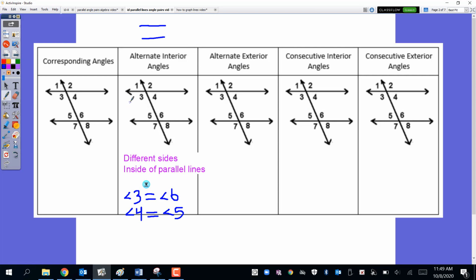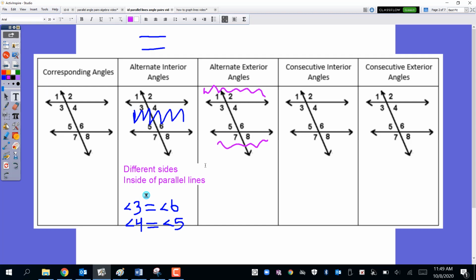If we talked about alternate interior, we know this was the interior in there, so it had to be one of those four angles. For alternate exterior, that's going to be angles on the outside of the parallel lines. So let's do pink. The outside of the parallel lines is up here and down here. And alternate means they're still going to be on different sides of the transversal, but they're going to be outside the parallel lines.